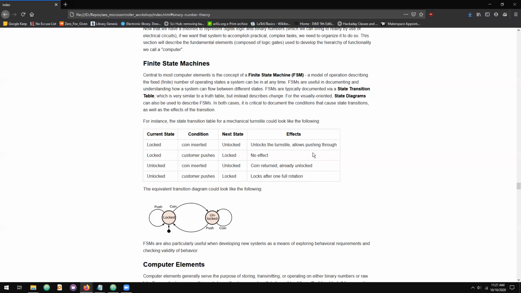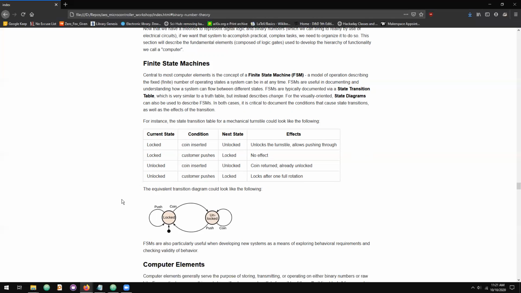So with the state transition table, we get the same information. If you're in the locked state and you insert a coin, you transition to the unlocked state with some side effects. This state diagram doesn't represent these side effects, but you can. Typically, it's done by drawing a line underneath the conditions and describing what happens on the transition.